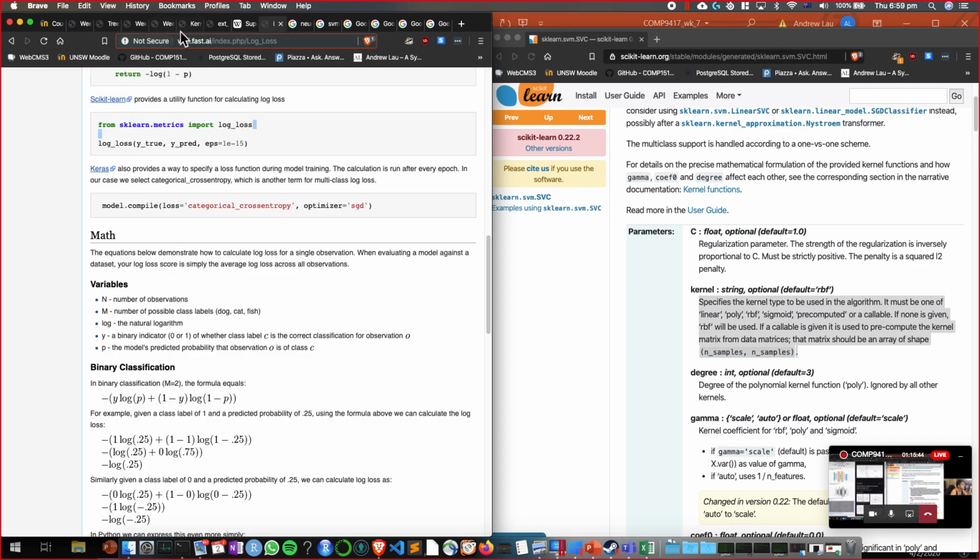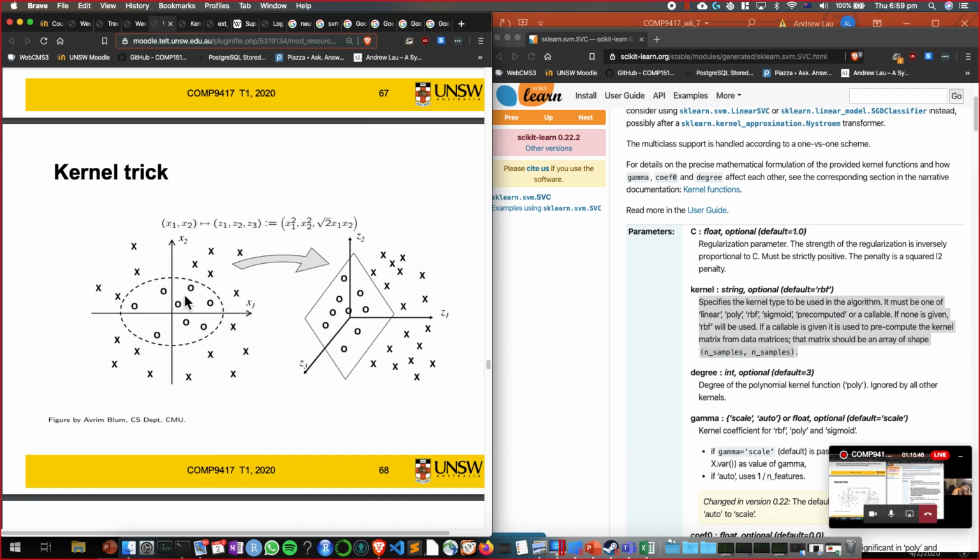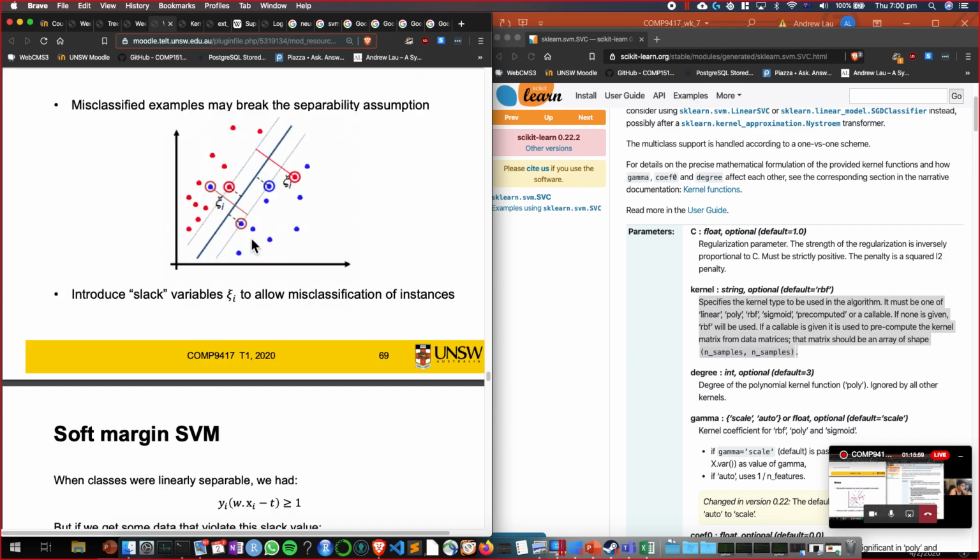Now, I keep saying kernel, so let's talk about what that is. This in itself is not the kernel trick. This is simply a mapping from R2 to R3. This is a mapping from a 2-dimensional space to a 3-dimensional space. Now, what is this kernel function nonsense?